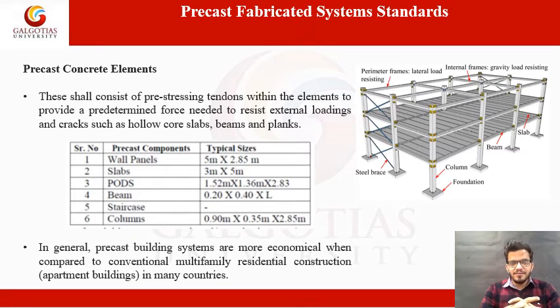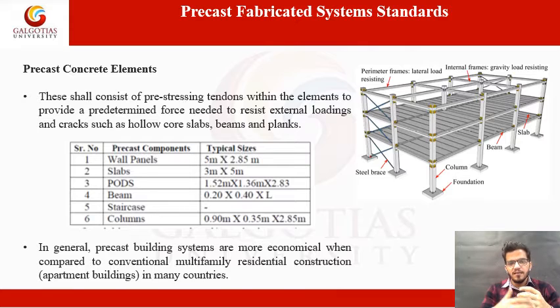We have wall panels of a typical size of 5 meters by 2.85 meters. We have to join all these components together to have a clear width of the room. We have a slab with a dimension of 3 meters to 5 meters. We have pods with dimensions of 1.52 meters by 1.36 meters by 2.83 meters. We have beams of typical dimension 0.2 by 0.4 by a required length, and we have a staircase that has no typical size.